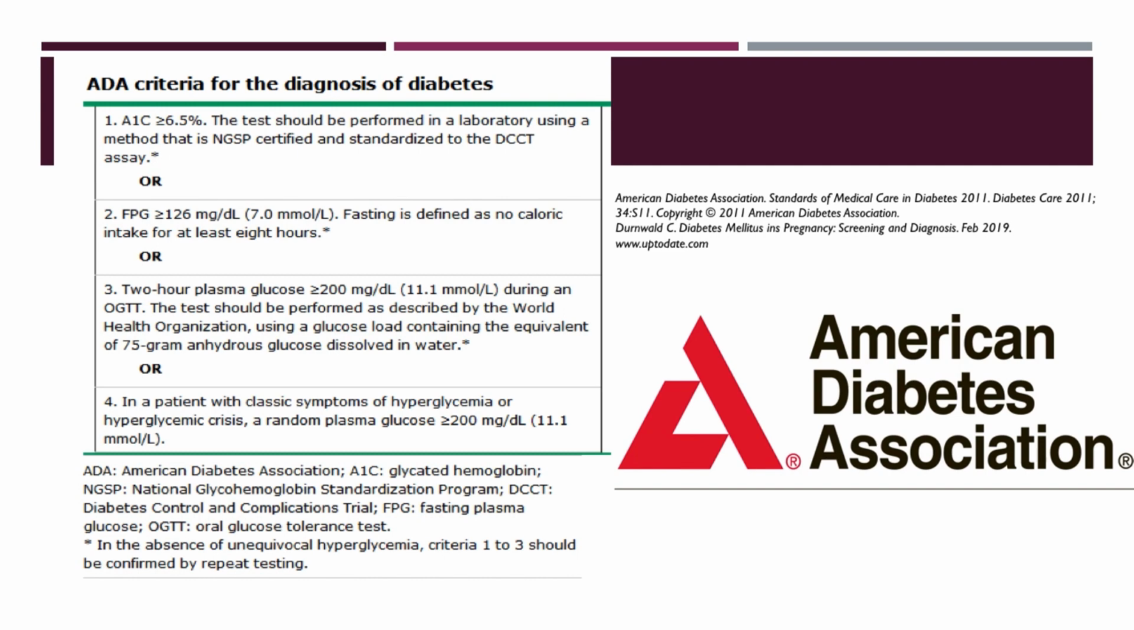So, the ADA criteria for the diagnosis of diabetes will include HbA1c that is greater than or equal to 6.5%, or a fasting plasma glucose of greater than or equal to 126 milligrams per deciliter, or a 2-hour plasma glucose of greater than or equal to 200 milligrams per deciliter, or a patient with the classic symptoms of hyperglycemia or hyperglycemic crisis, and a random plasma glucose of greater than or equal to 200 milligrams per deciliter.